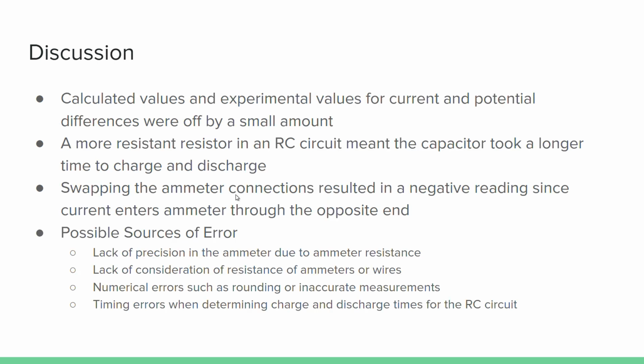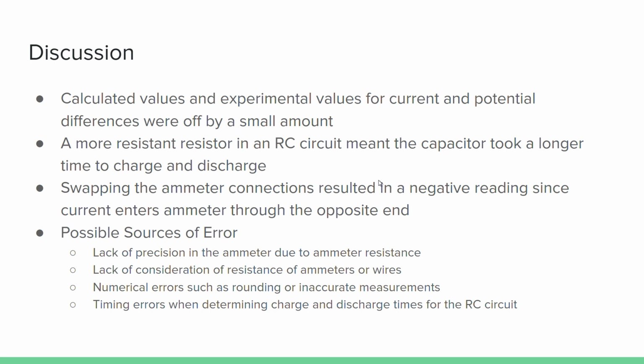The calculated values and experimental values for current and potential differences were off by a small amount, as we saw before. We observed that a more resistant resistor in an RC circuit meant that the capacitor took a longer time to charge and discharge. Swapping the ammeter connections resulted in a negative reading since the current enters the ammeter through the opposite end.